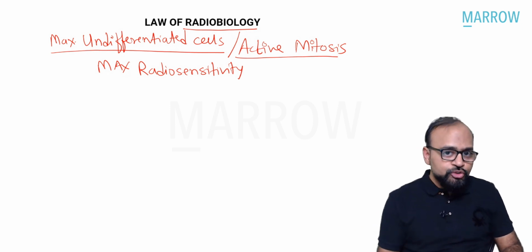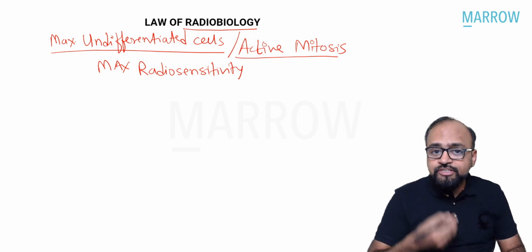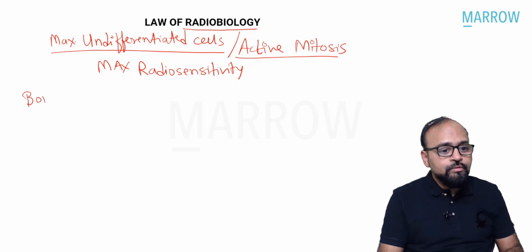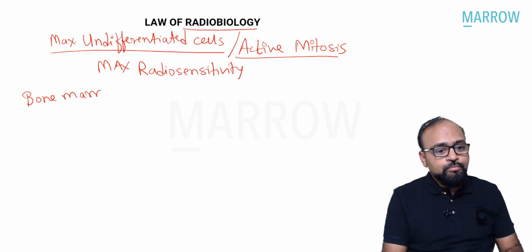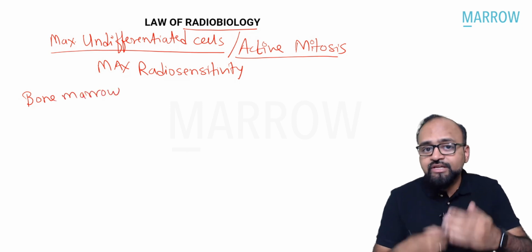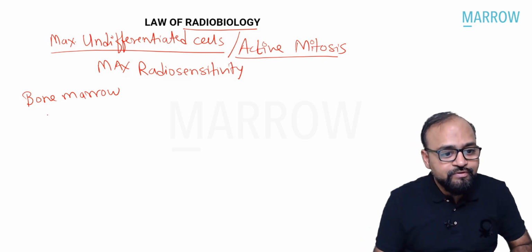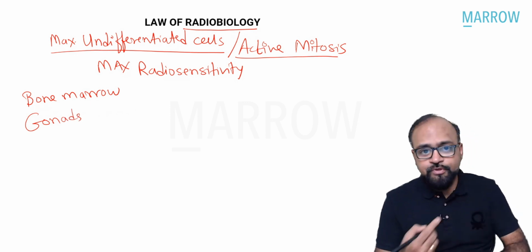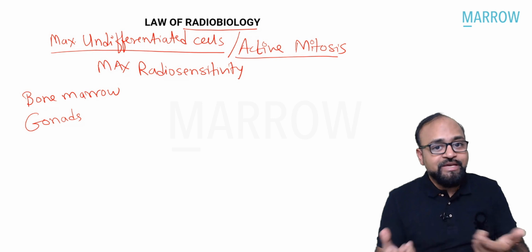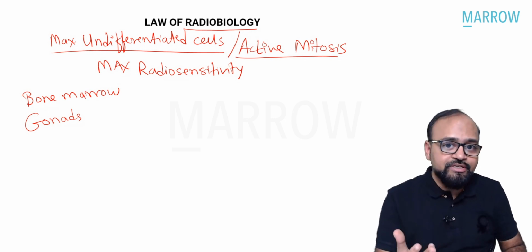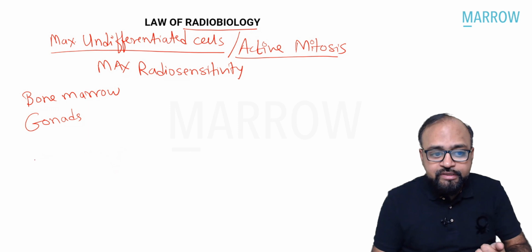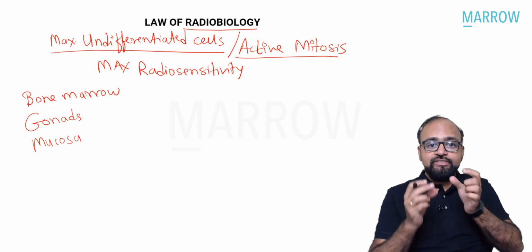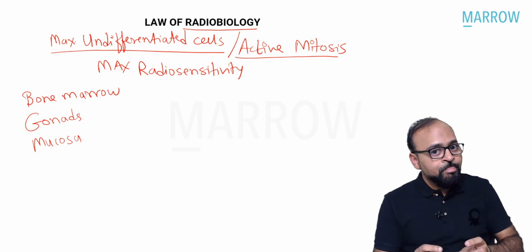Now let us compare a few tissues. Can you name a few tissues in the body which have the maximum undifferentiated cells or cells in active mitosis? Yes, it is the bone marrow, right? Where hematopoiesis is constantly going on. There are a lot of blast cells, they are rapidly dividing. So maximum radiosensitivity. Anything else? Yes. Gonads. Gametogenesis, oogenesis, spermatogenesis is going on. So maximum radiosensitivity, a lot of division, blast cells, precursor cells, right? So gonads. Yes. Then mucosa. Mucosa of the lining, oral lining, right? Gastrointestinal tract, right? GIT. Why so?